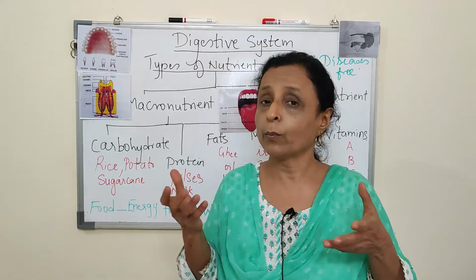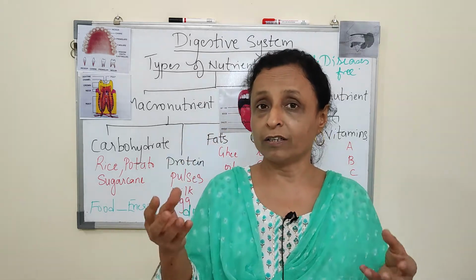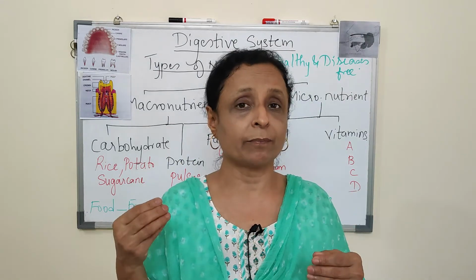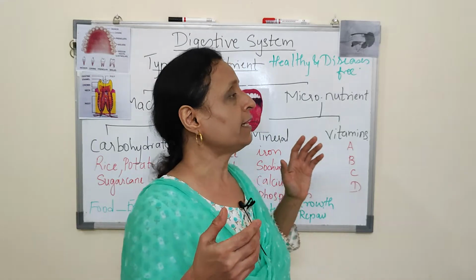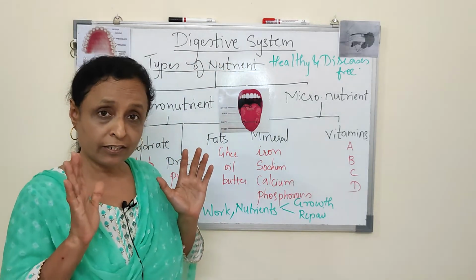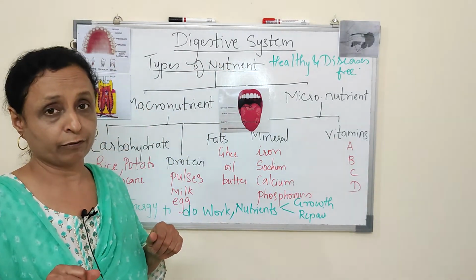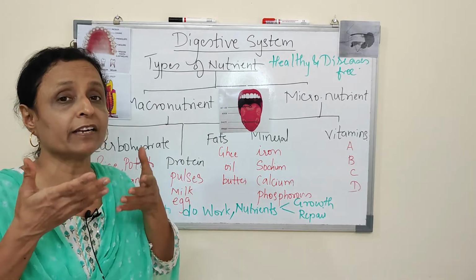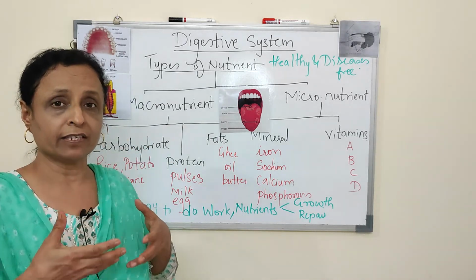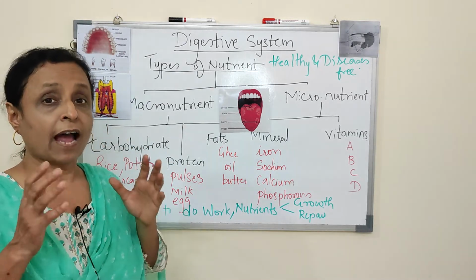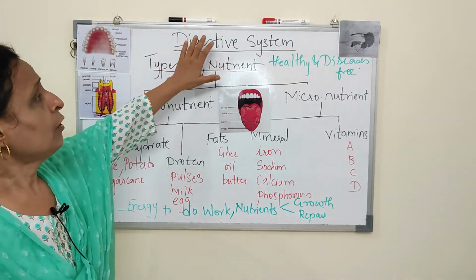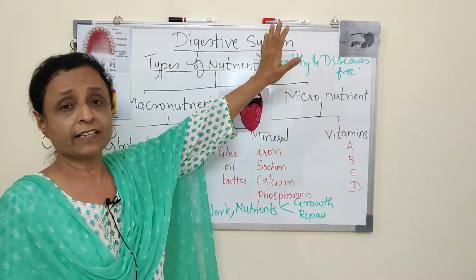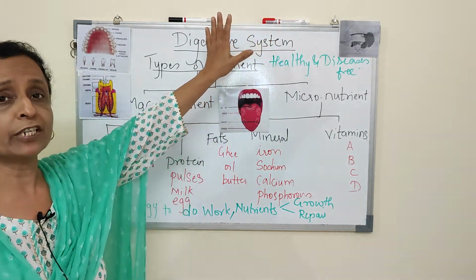So let us see which are the organs, which are the parts which are useful for this. Before that, let us see what nutrients we get from the food. What we get when we eat rice, chapati, dal, and how it is beneficial. To be healthy and disease free, we should have nutritious food.